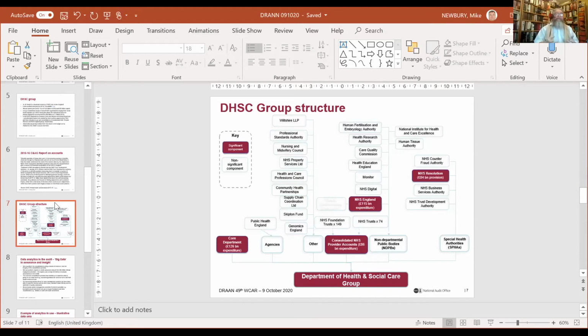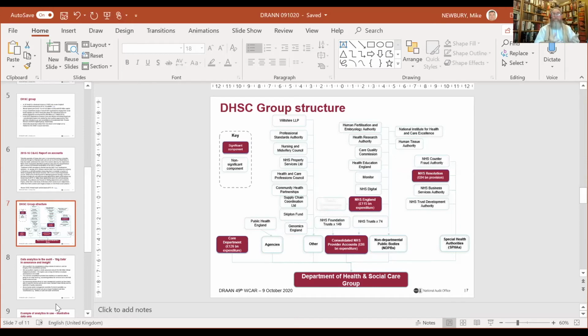NHS England spends about 115 billion. The consolidated provider account brings together all the hospital accounts into a single statement that comprises about 150 what we call foundation trusts, which are independent hospitals, and around 74 trusts which are still run within the NHS system. And we obviously have the core department which records the other activity. So it's quite a busy group.